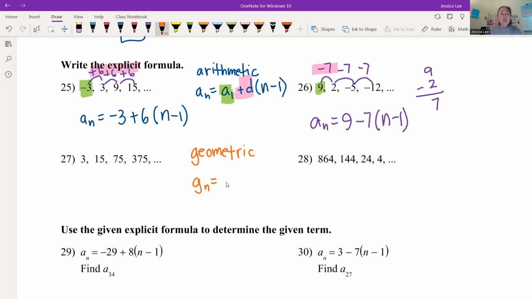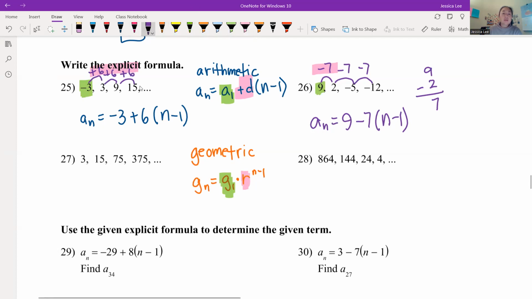So the explicit formula for that is going to be Gn is equal to G1, again, which means the first term. We're going to multiply by the r, which is the common ratio. So it's what we're multiplying by, to the n minus 1 power. Okay, that's an exponent. Notice this one is small, and for arithmetic, it is regular sized. Only with geometric is it small, like it is an exponent. I'm going to still make the first term green, and our common ratio is orange.